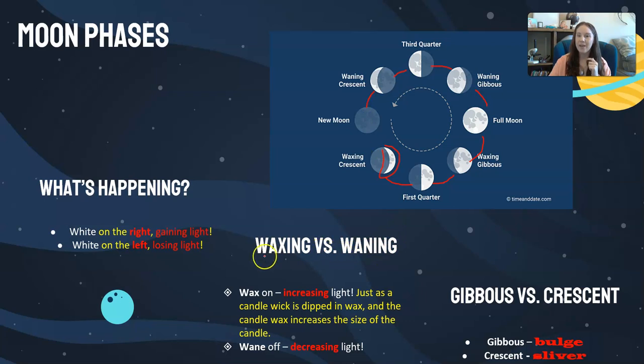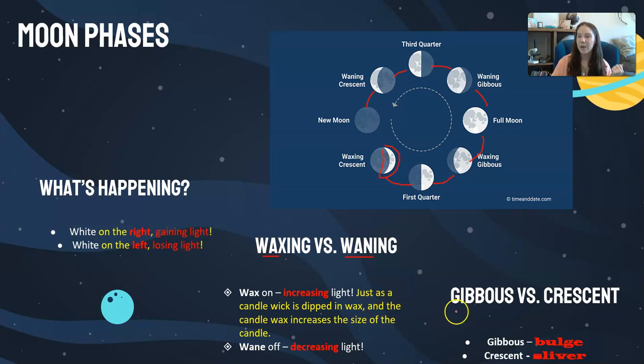So we have waxing versus waning. I like to think about Karate Kid and how Mr. Miyagi would say, wax on, wax off. Remember, wax on, okay? So when it's wax on, the light is turning on, okay? So when we think of wax on, we're thinking of gaining light, okay? Wax is on the right. Wane off is decreasing. So that waning is when the light would be on the left and you're losing the light.